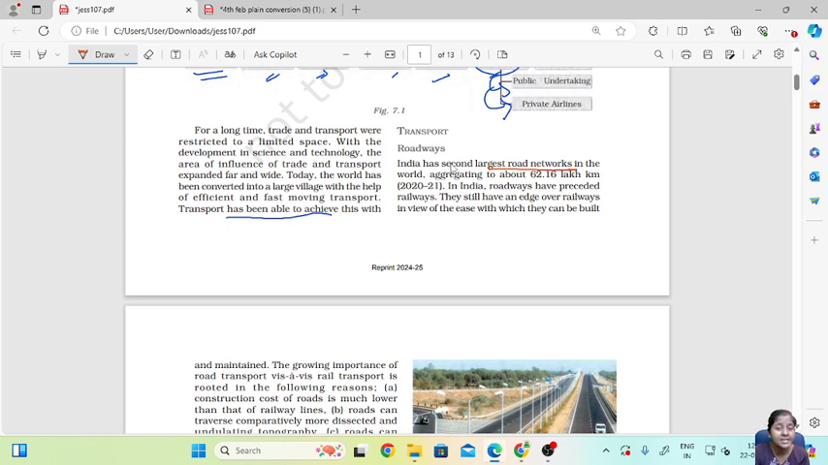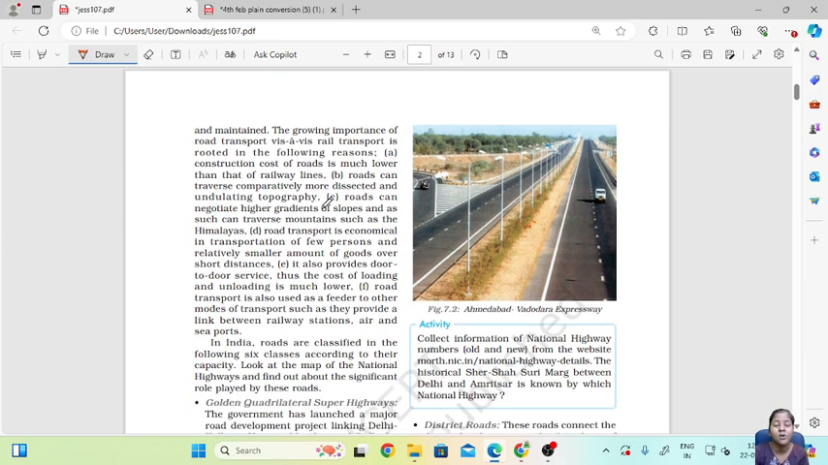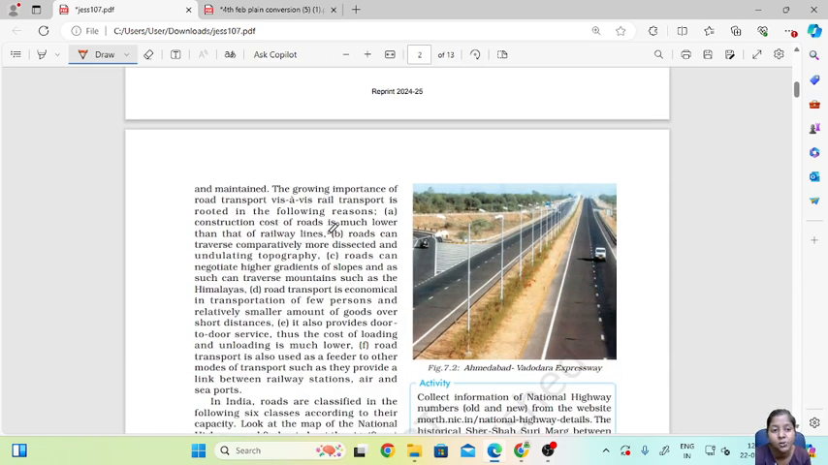In India, roadways have preceded railways, and they still have an edge over railways in view of the ease with which they can be built and maintained. The growing importance of road transport over rail transport is rooted in the following reasons. The first one is that the construction cost of road is much lower than that of railway lines. So in order to construct a road, it is much cheaper than railway lines.